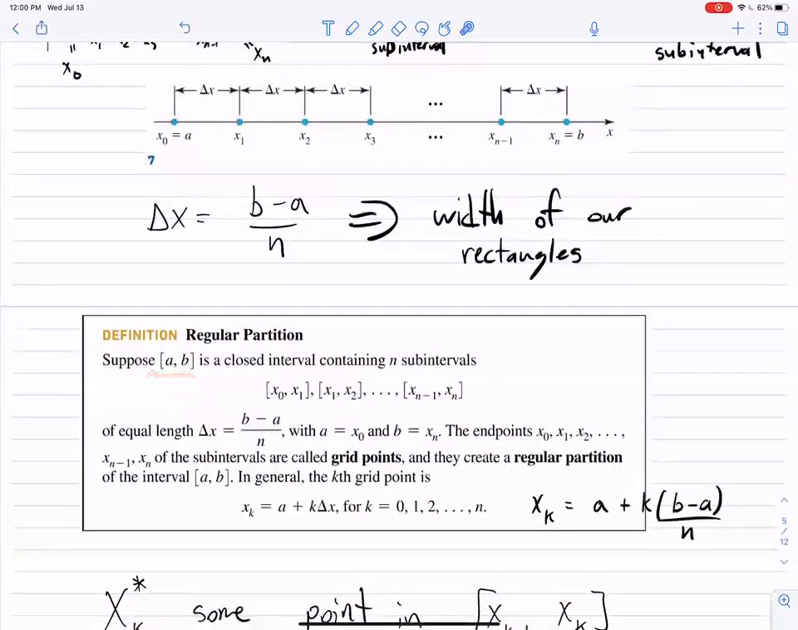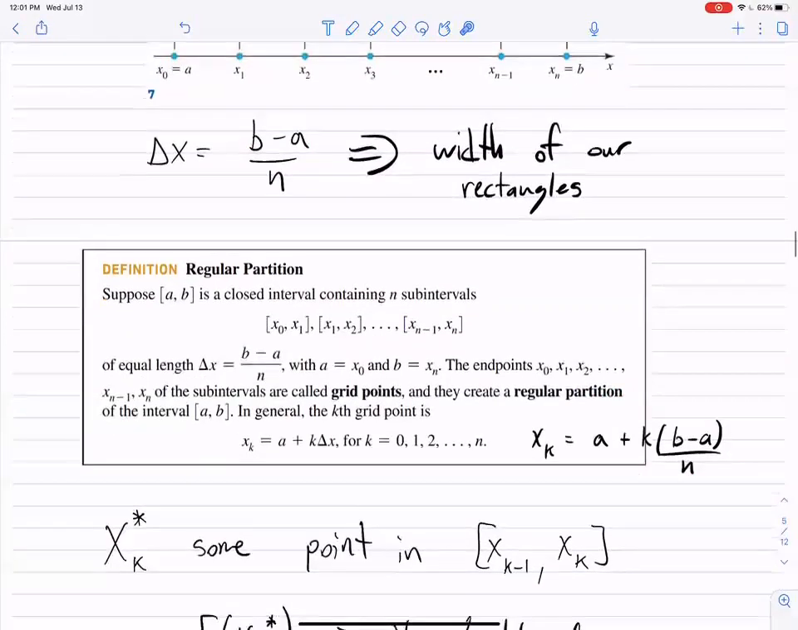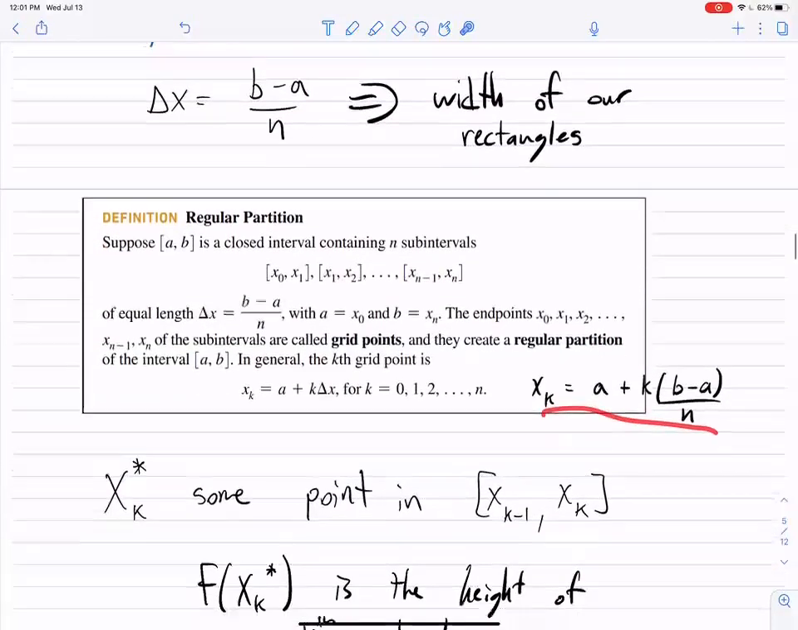If you have a closed interval and you break it up into equal partitions, each of length (b minus a) over n, a is x0, b is xn, and the endpoints are the points in between. The way you get the kth point, x sub k, is you start at a and move k intervals over. This formula works for any k between 0 and n. If you plug in 0, you get a. If you plug in n, you add n times delta x, which is b minus a, and a plus (b minus a) is b. So this is the general formula for the kth endpoint of the interval in a regular partition.